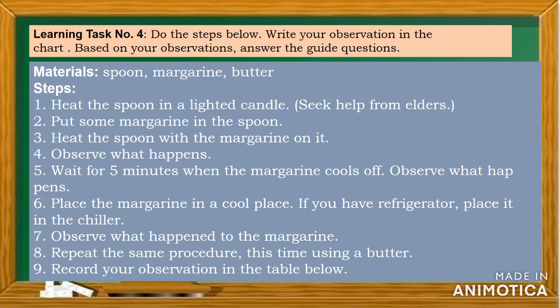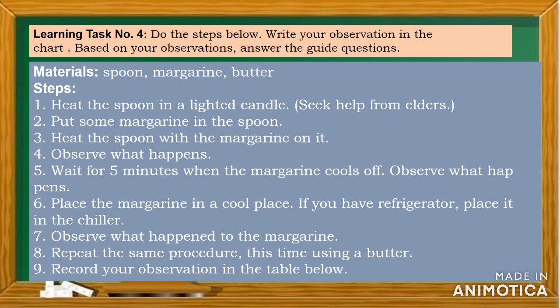Number 2. Put some margarine in the spoon. Number 3. Heat the spoon with the margarine on it. Then number 4. Observe what happens. Number 5. Wait for 5 minutes when the margarine cools off. Observe what happens. Then number 6. Place the margarine in a cool place. If you have a refrigerator, place it in the chiller. Then number 7. Observe what happened to the margarine.